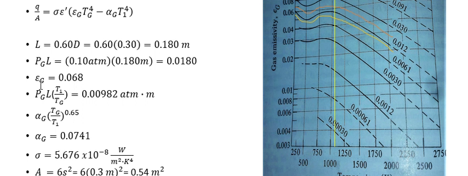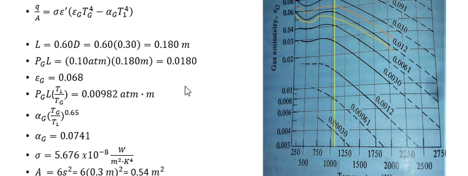So to find the emissivity and the absorptivity of the gas, we first solve for the mean beam length. Since we are given the furnace to be a cube, we will be using L is equal to 0.60 times D, which is the side of the cube. Therefore, we will be having 0.180 meters of mean beam length.